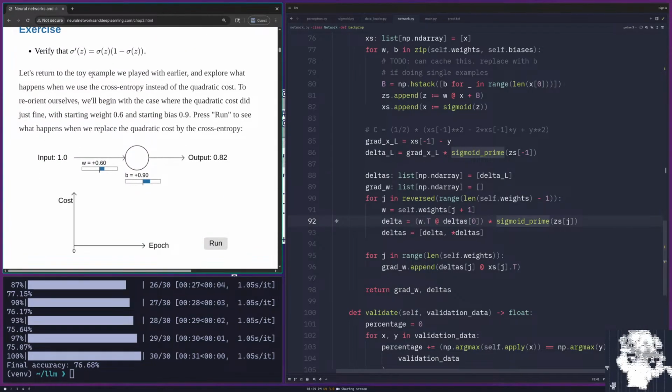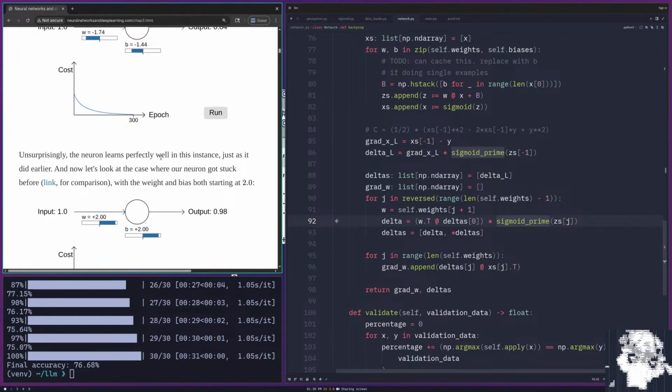Let's return to the toy example we played with earlier and explore what happens when we use the cross entropy instead of the quadratic cost. To reorient ourselves, we'll begin with the case where the quadratic cost did just fine, with starting weight of 0.6 and starting bias of 0.9. Press run to see what happens when we replace the quadratic cost by the cross entropy. I think on first glance it looks about the same as before.